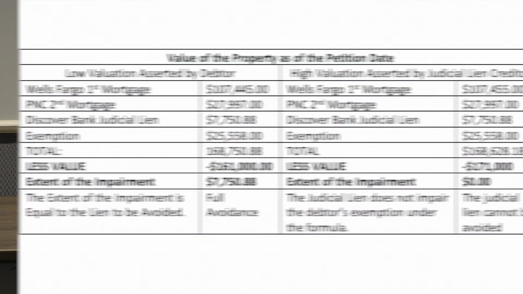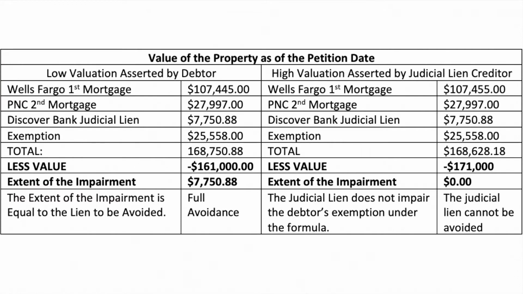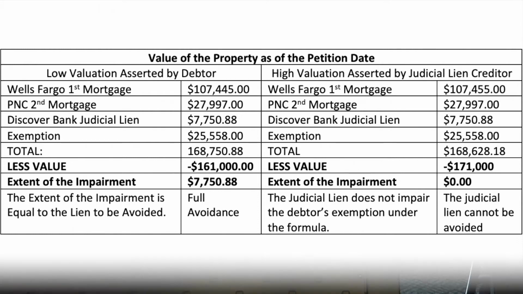Let's look briefly at how the price of a property affects the lien avoidance formula. In the example, a $10,000 difference in the value of the property is the difference between whether the judicial lien can be avoided or not avoided. Let's ask an attorney for a bankruptcy debtor and an attorney for a judicial lien creditor how they generally approach valuation issues in lien avoidance motions and how they establish value at an evidentiary hearing.